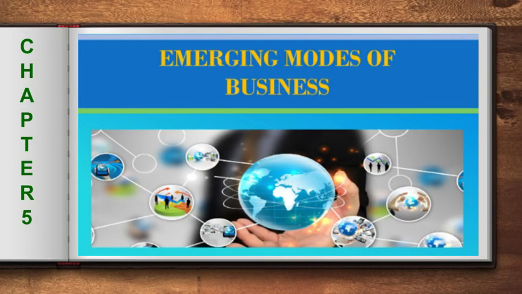Chapter 5 is called Emerging Modes of Business. So in this chapter, we will be talking about how business was done long ago and how it is being done today. So, we will see the difference between how it was done many years back and how it has changed over these years and how it is being done today.